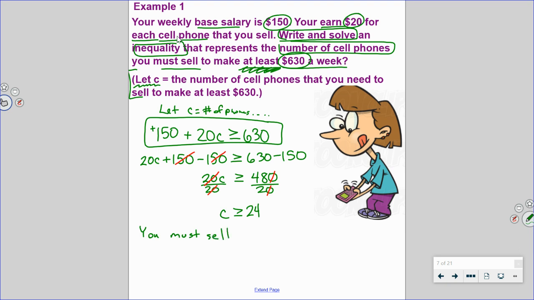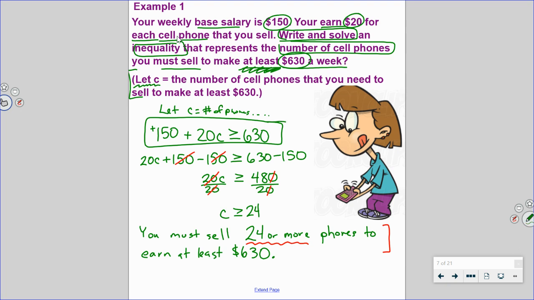Now you can write this sentence in a number of ways. I'm going to say 24 or more phones to earn at least $630. But to be clear and emphasize this, you could have written at least 24 phones. You could have written no less than 24 phones. In fact, students with the strongest skills can write that with numerous different inequality word phrases.